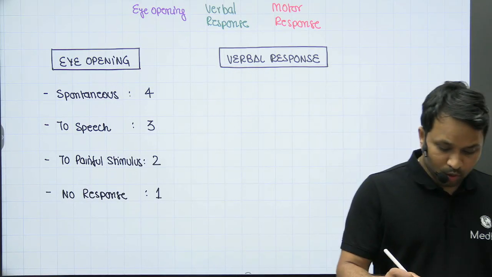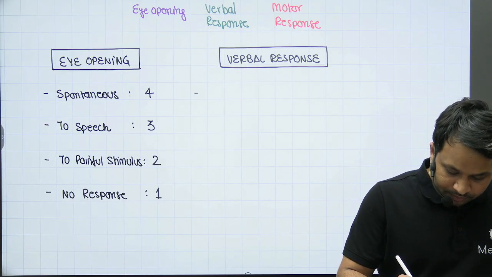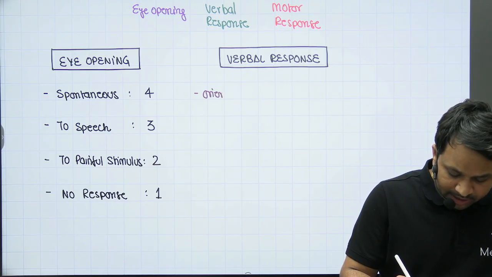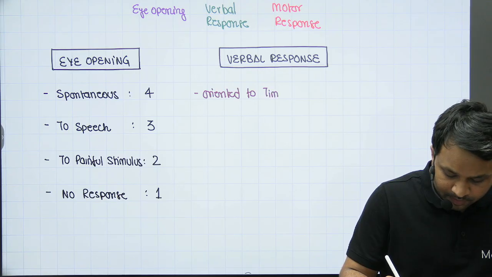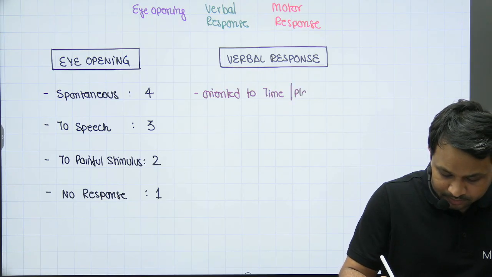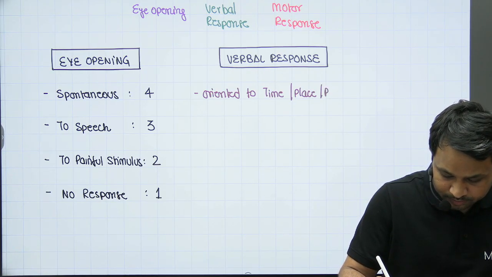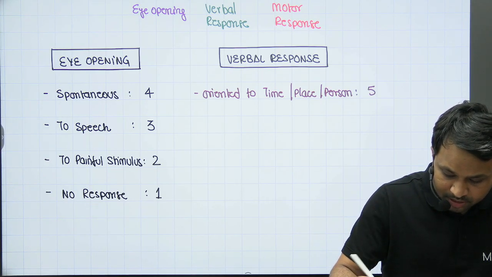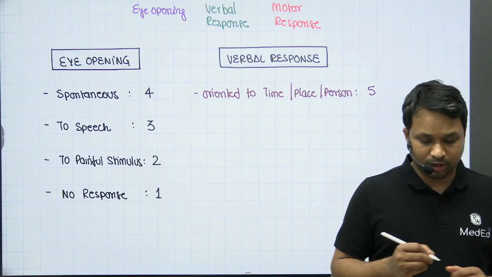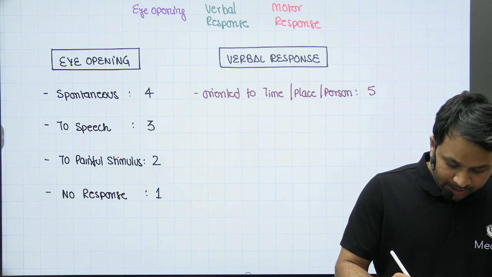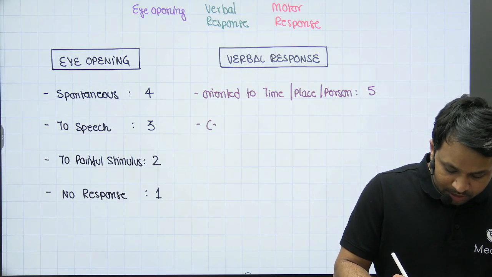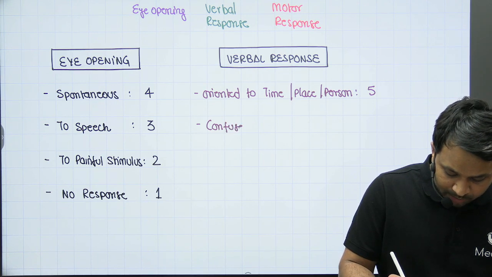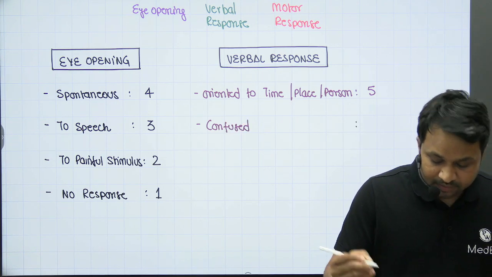So if the patient is oriented to these 3 things, that is time, place, and person, a score of 5 is going to be given, right?